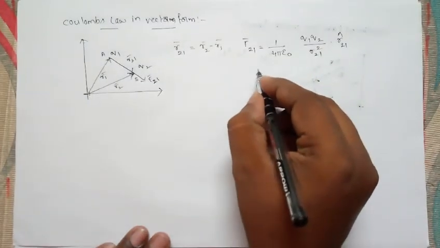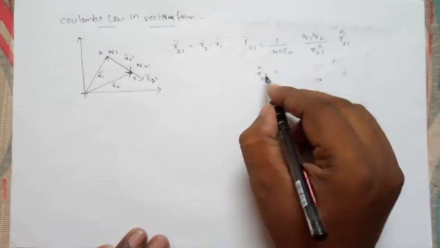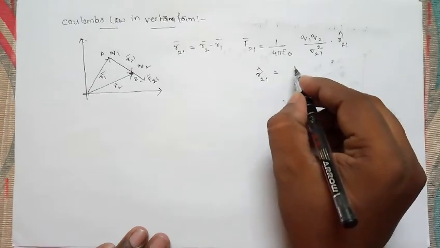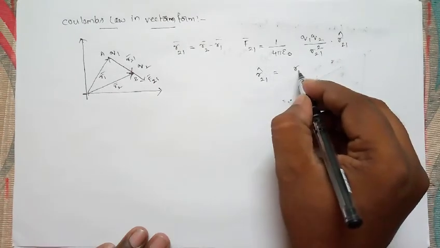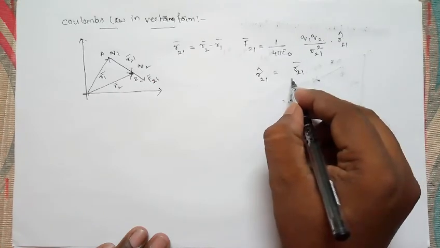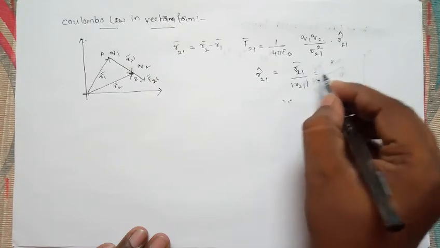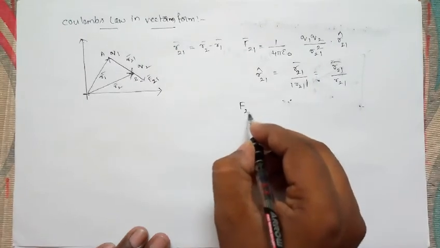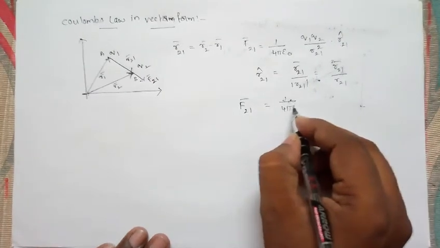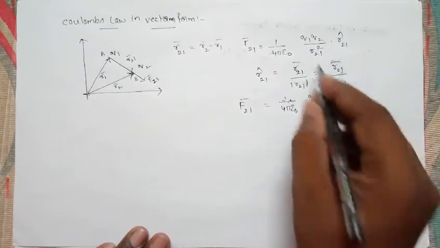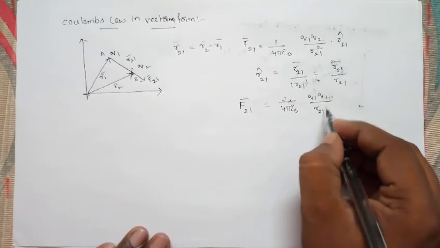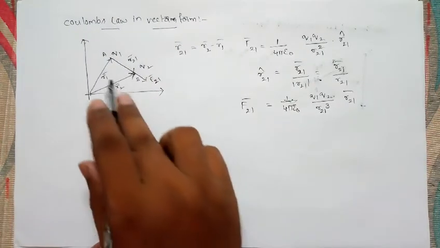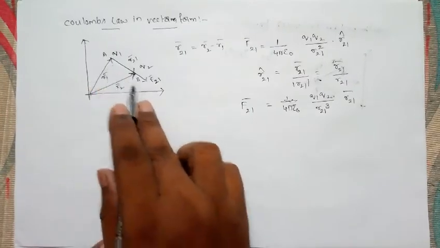Here R21 cap we can also write as, since a unit vector is the ratio of the vector by its magnitude, R21 bar by its magnitude R21. Then R21 bar by R21, we substitute here. So F21 bar equal to 1 upon 4 pi epsilon naught, Q1 Q2 by R21 cube into R21 bar. Like this also we can write, and it is away from Q2, that is along AB.